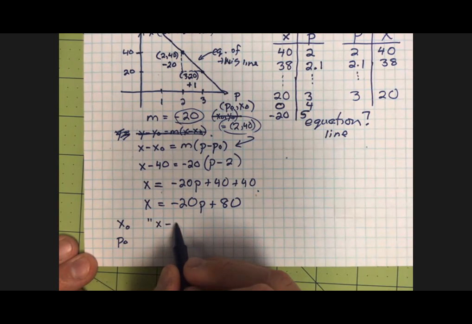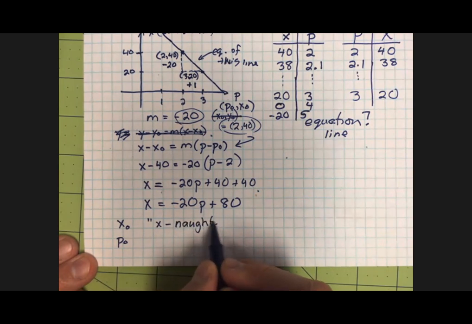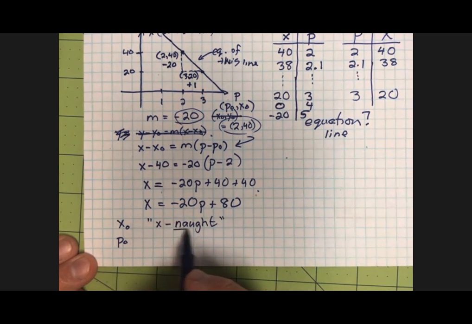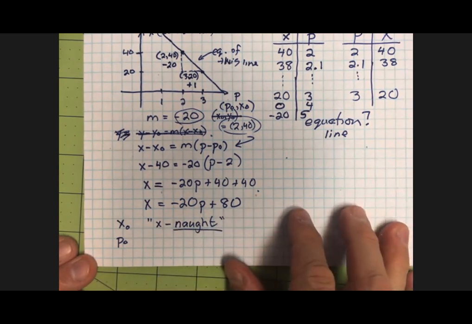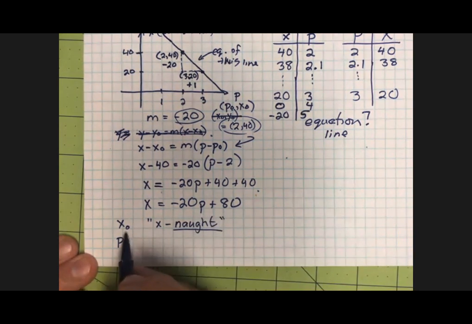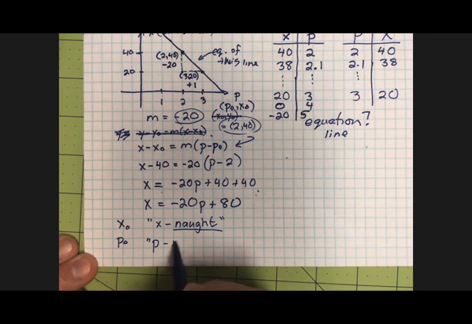Sometimes they pronounce it X naught. Naught is just an old-fashioned word for 0. If you got naught, you got nothing. It's an old-fashioned word for 0 or nothing. So it's just my base point that I was using right there.